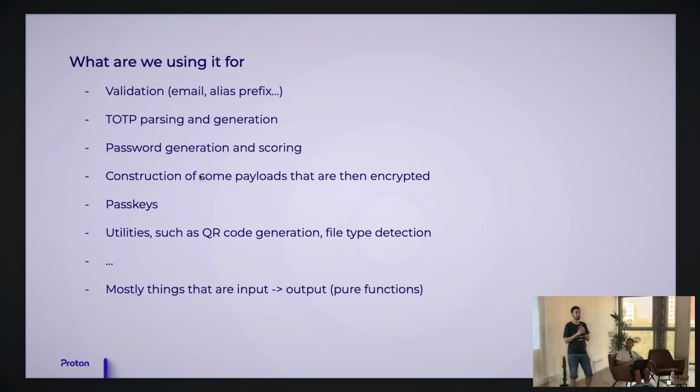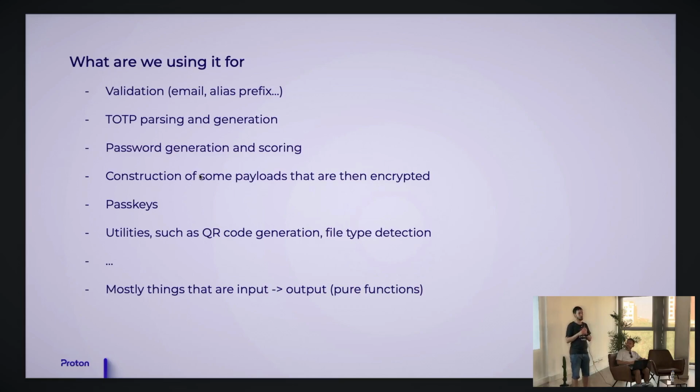TOTP parsing and generation, which seems easy because in the end it's just a URI. If somebody ever dares to read the small TOTP spec that Google wrote, you may be surprised to learn that Google didn't even follow it themselves, which is really fun. Password generation and scoring, and construction of some payloads that we need in order to encrypt and sign some data, because even if there's one byte of change in any of the contents, then the signatures would not match, and then all your data would be rendered unusable. So we really need to make sure that we are constructing all the encrypted payloads in the same way.